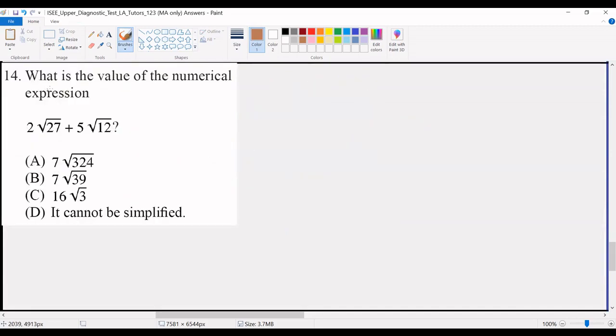Number 14, it says, what is the value of the numerical expression? We have 2 square root of 27 plus 5 square root of 12. So we want to just quickly recall how square roots work. Square roots are essentially just variables that we're adding together. We treat them just like variables. So if we have a statement like 2x plus 5x, well, this would give us 7x.